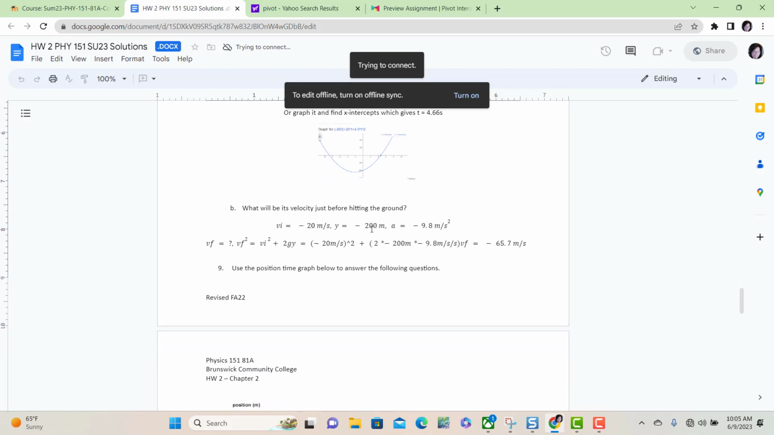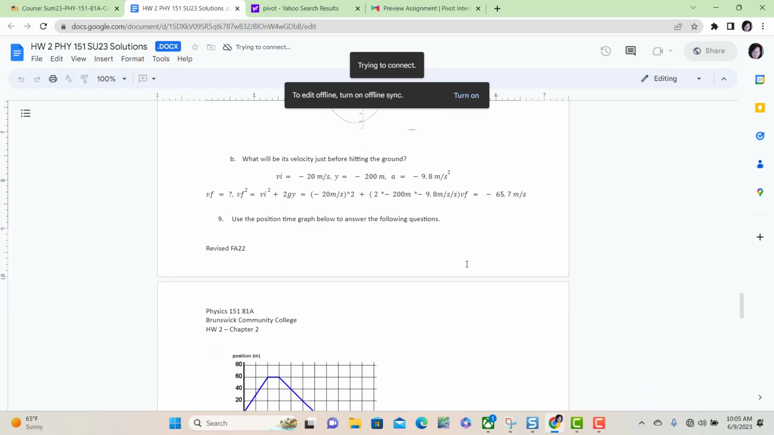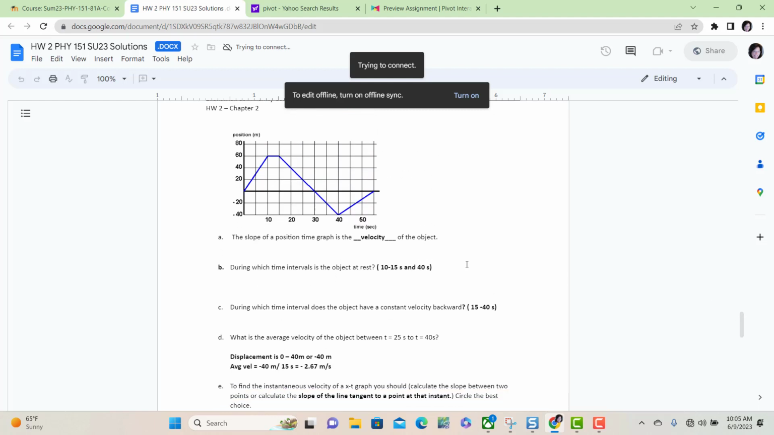And then to find the velocity, it starts out at negative 20. It falls negative 200 meters. It's got gravity of negative 9.8, and you're looking for VF. So you would be using VF squared equals VI squared plus 2GY, and you plug your numbers in. And when you take that square root to find VF, you remember square root can be positive or negative. And since this thing is falling and hitting the ground, you would choose the negative square root, negative 65.7 meters per second.